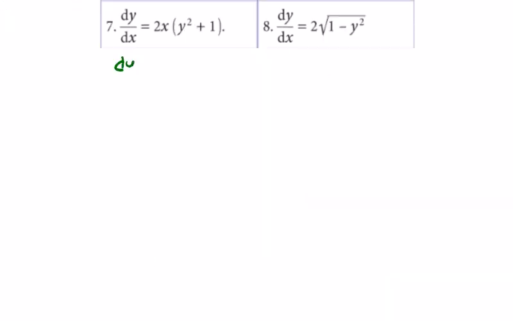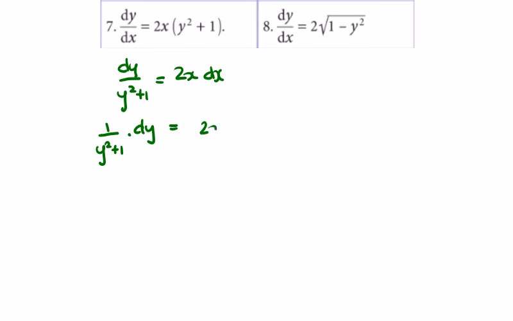Number 7, we just multiply out the bracket. dy/dx is equal to 2x y squared plus 2x. That in fact is a stupid thing to do. Divide by y squared plus 1, dy over y squared plus 1 is equal to 2x dx. So this is 1 over y squared plus 1 dy equal to 2x dx.